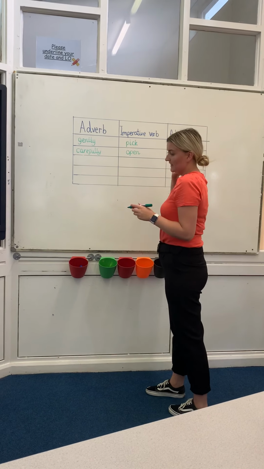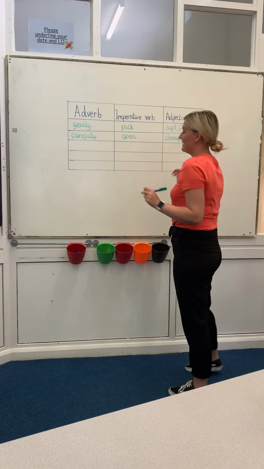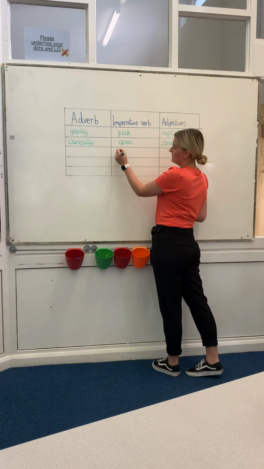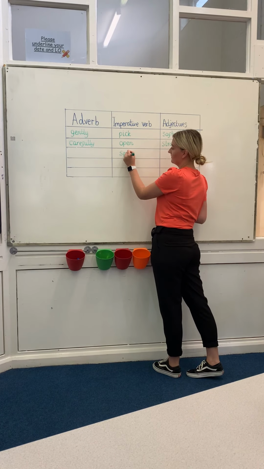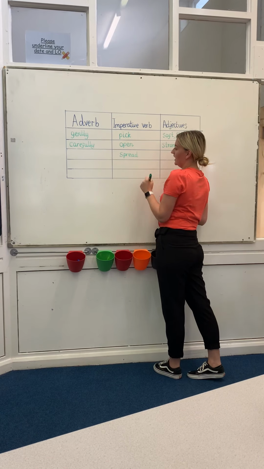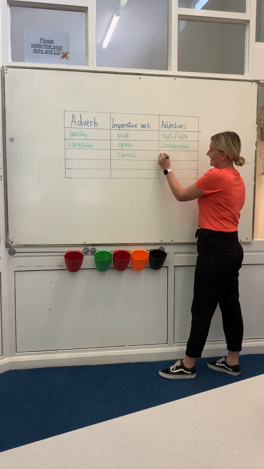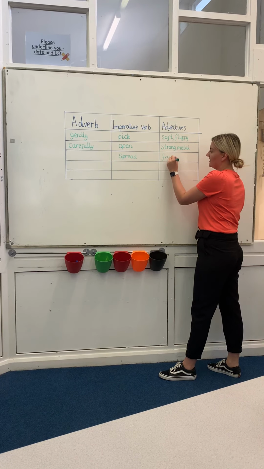So after that, I need to spread my fruity jam onto my bread, don't I? So my imperative verb is going to be spread. And my strawberry jam is nice and fruity. So what I might write here is fruity. If you can think of another adjective, that's fine.